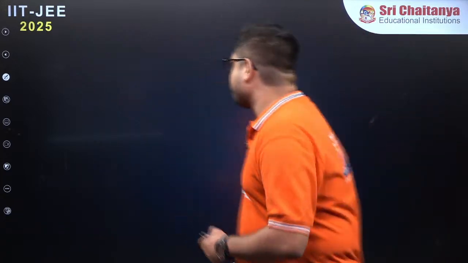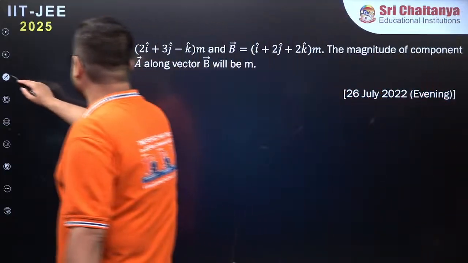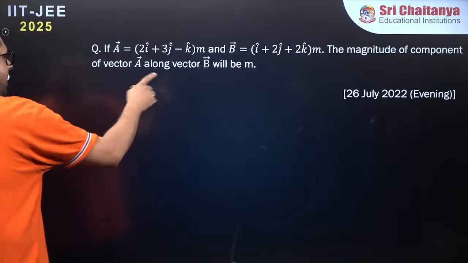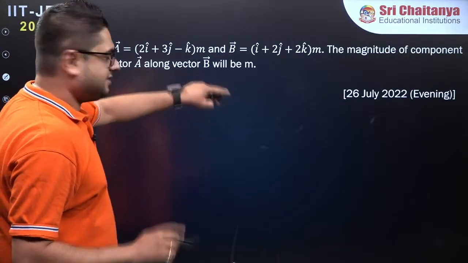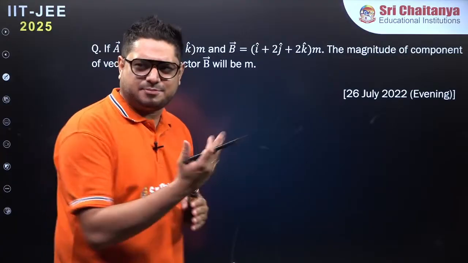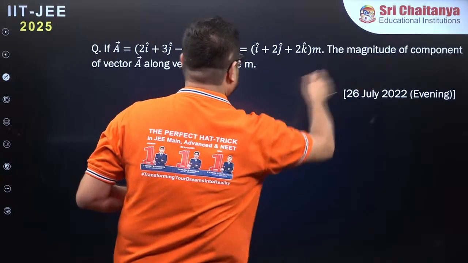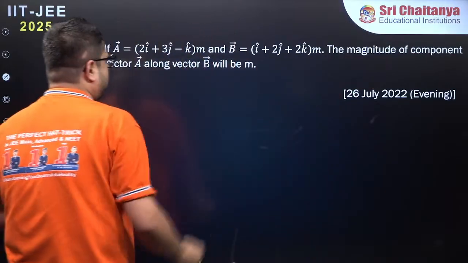Let's proceed. So this is the next question, everyone. A vector is given as 2i cap plus 3j cap minus k cap, and meters is the SI unit. They are talking about displacement. Let's say a and b both are displacement vectors, and b is i cap plus 2j cap plus 2k cap. The magnitude of the component of vector a along b will be m.